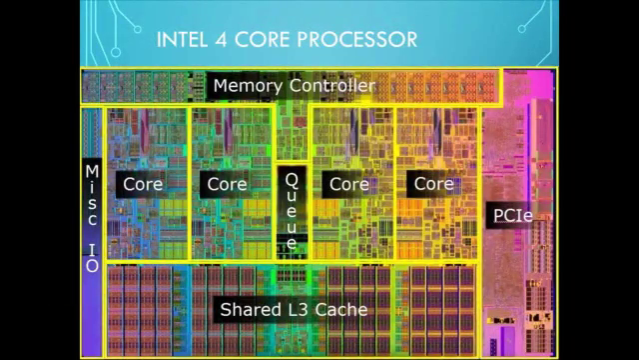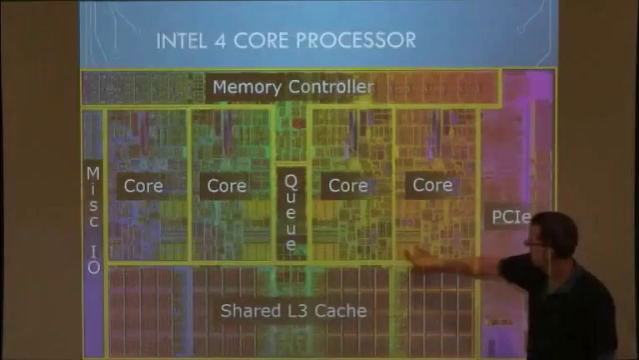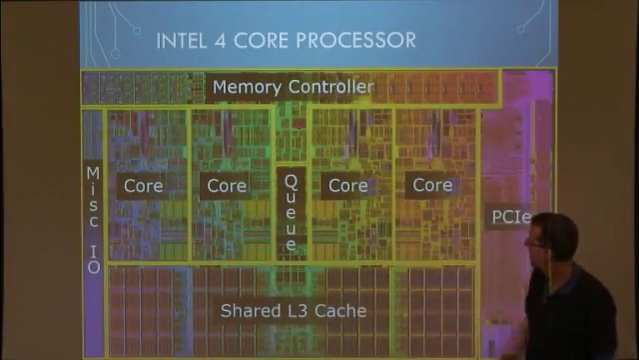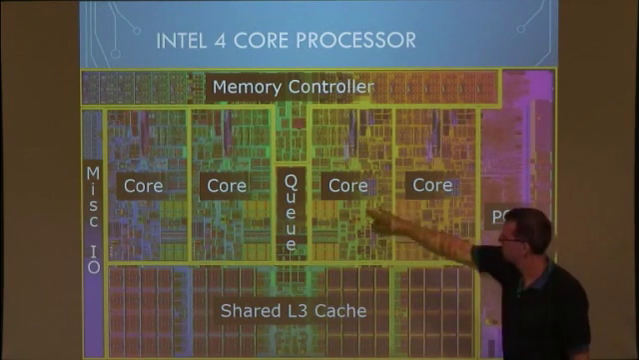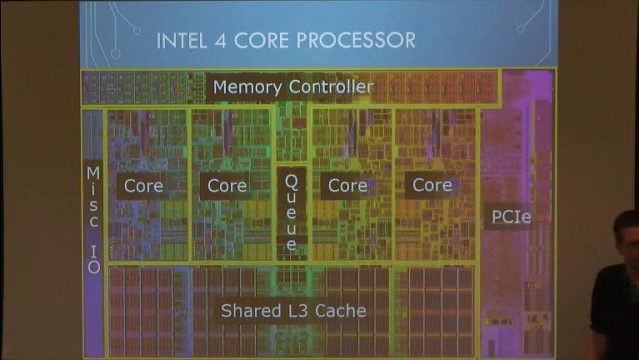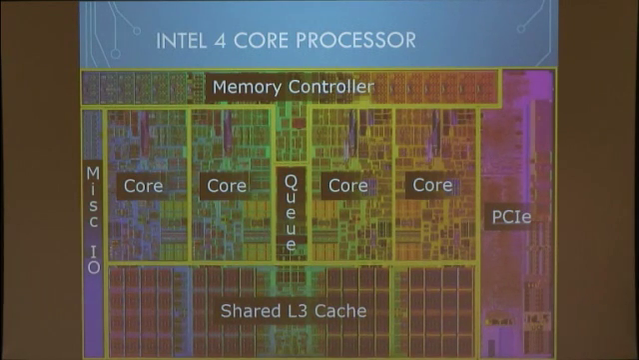So here's your Intel 4-core processor. I think this is an i5. As you can see, this whole bottom section here is the L3 cache. It has 8 megabytes of it. And if you look at the cores themselves, you'll notice these areas in here that suspiciously look like potential memory locations. Those are probably L1 and L2 cache areas.